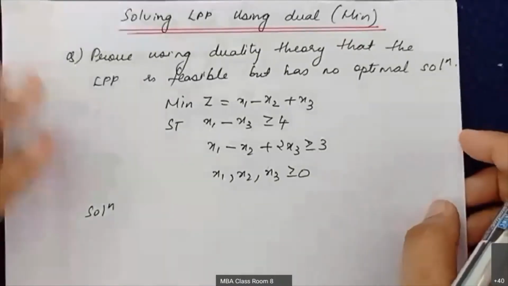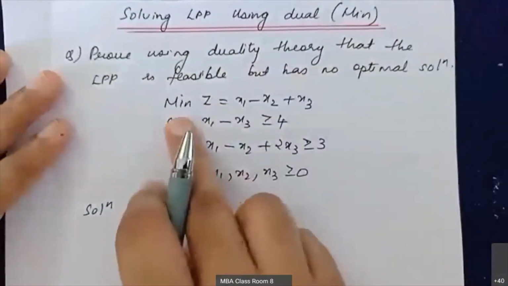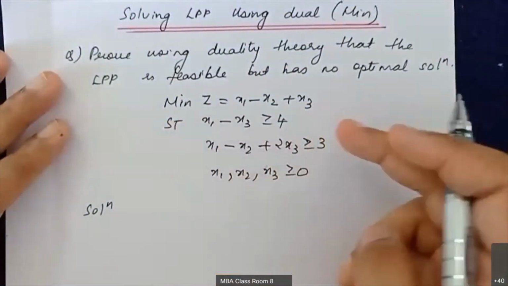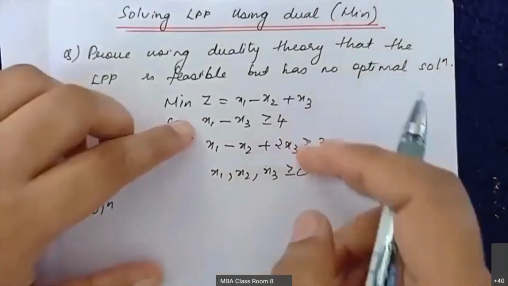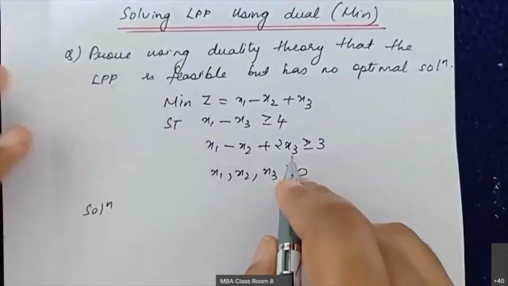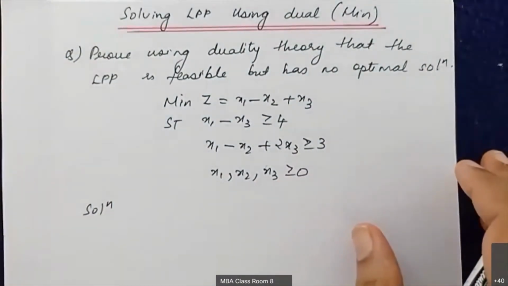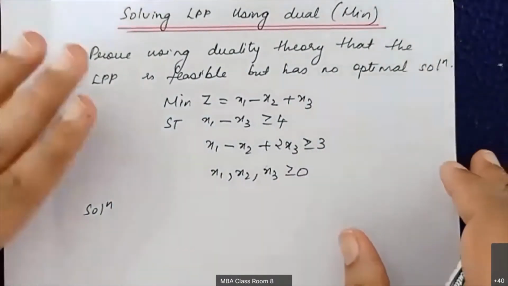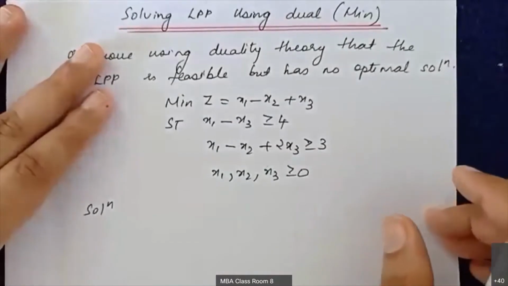Okay, so here we have the LPP, which is a minimization problem, and we have how many constraints? We have 2 constraints. How many variables? We have 3 variables, that is x1, x2, and x3. Okay, so initially if you get an LPP like this, what will you do? You have to convert it into the canonical form.